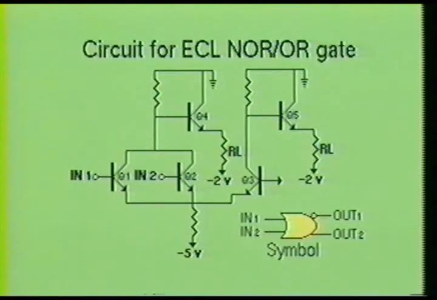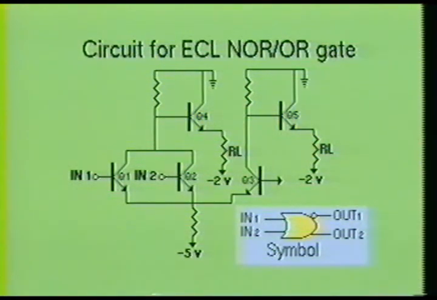Internally, the emitter-coupled logic circuits will use NPN transistors with their emitters tied together. Notice in the schematic of an ECL gate, the emitters of Q1 and Q2 are tied together. Transistor Q1 is used for one input, and transistor Q2 is used for the other input. Also notice that this gate has two outputs. One comes from the emitter of transistor Q4, and the other comes from the emitter of transistor Q5.